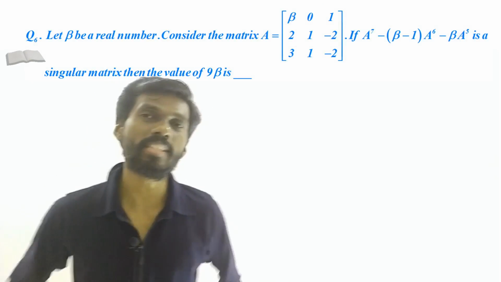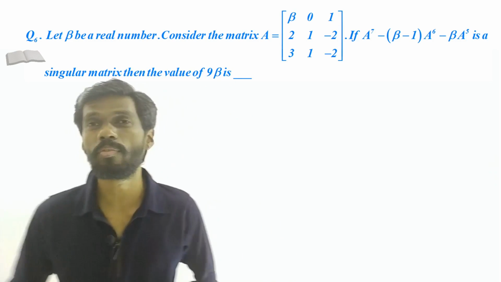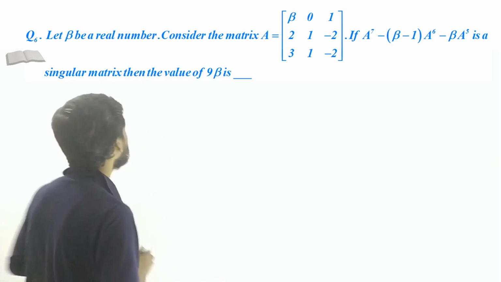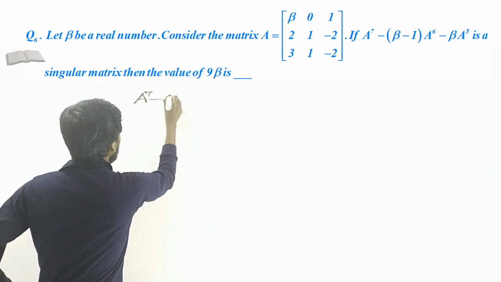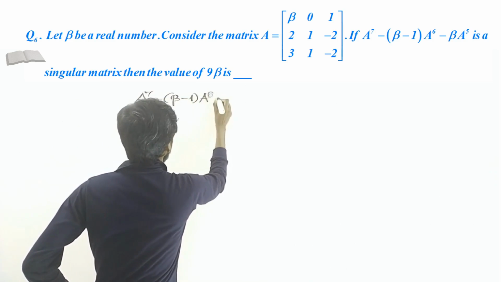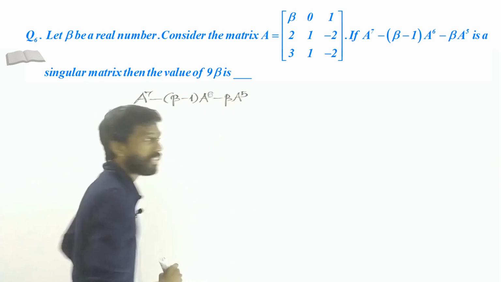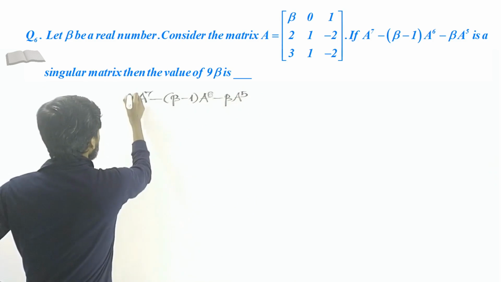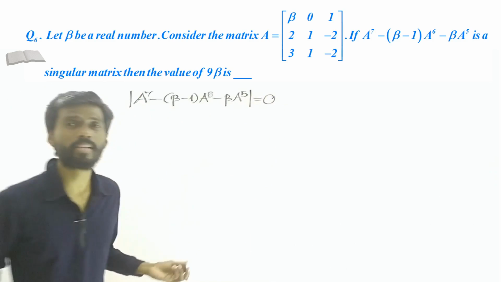Here a matrix A is given and a condition satisfied by this matrix is also given. Using that we have to find the value of beta, right? So this is the condition given. This matrix, A to the power 7 minus beta minus 1, A to the power 6, and then minus beta A to the power 5, is a singular matrix. So that means the determinant value of this matrix must be equal to 0, right? Singular matrix, so determinant is 0.